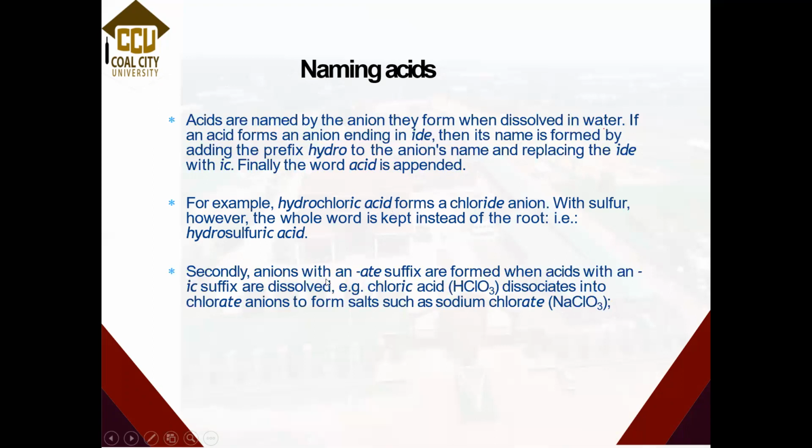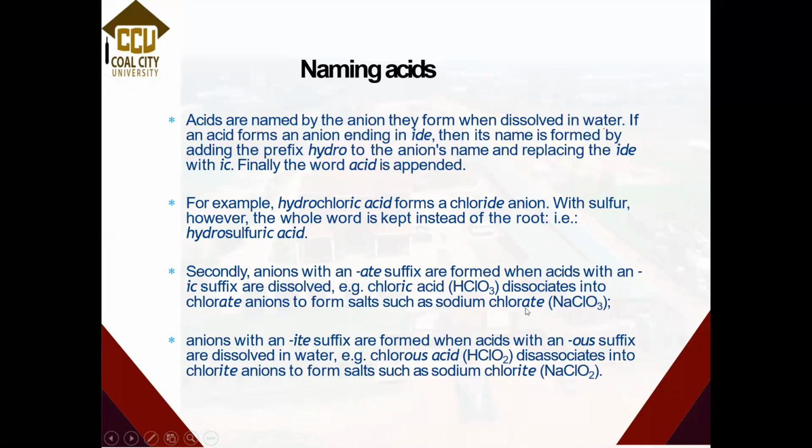Secondly, if we have anions with an "ate" suffix, they are formed when acids with an "ic" suffix are dissolved. E.g., if I have a chloric acid, which is my HClO3, dissolved into a chlorate, you can see the anion is having an "ate" suffix, chlorate anion, to form salts such as sodium chlorate. So you are going to be having a salt such as sodium chlorate. So the name will be called by the chlorate. You can see the acid in the first place here.